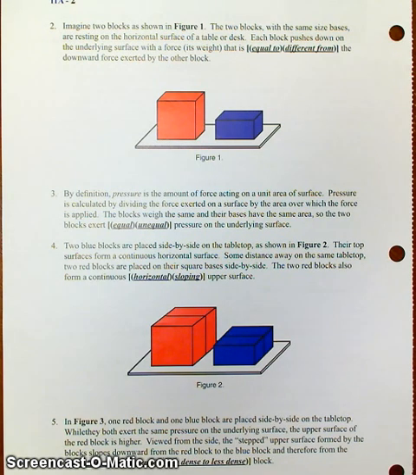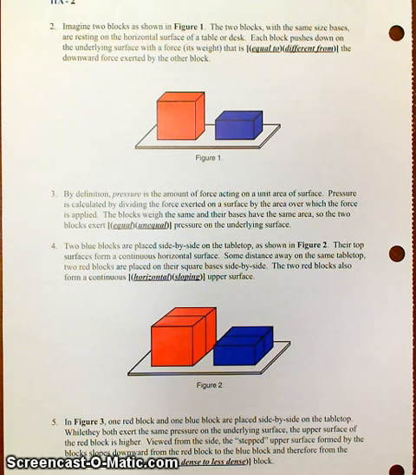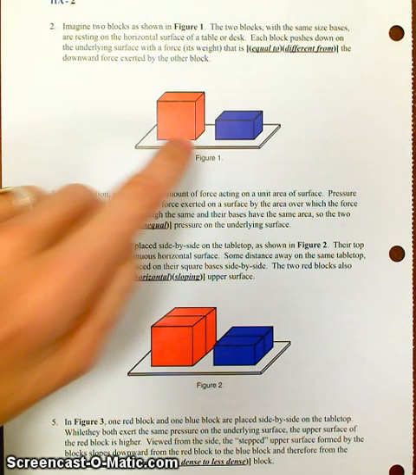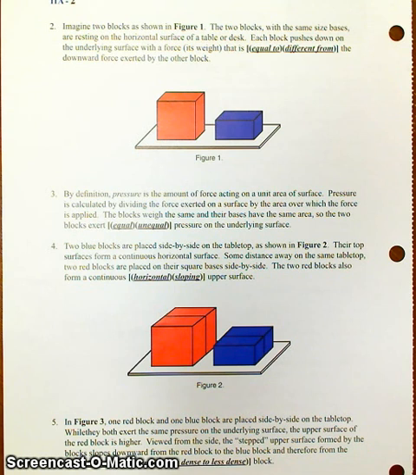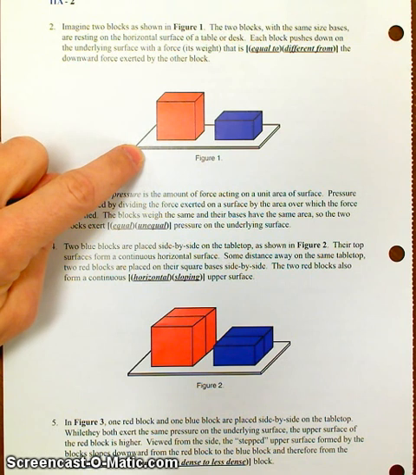All right, number 2 says, imagine 2 blocks as shown in figure 1. The 2 blocks with the same size bases, meaning that the area of their base is the same, are resting on a horizontal surface of a table or desk. Each block pushes down on the underlying surface with a force, its weight, that is what? Equal to or different from the downward force by the other block.